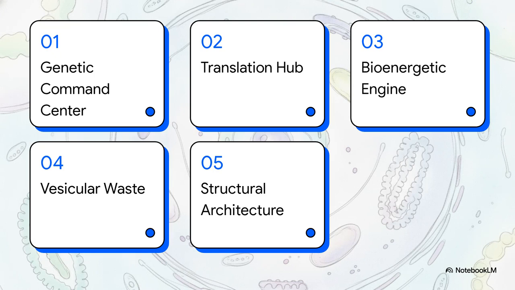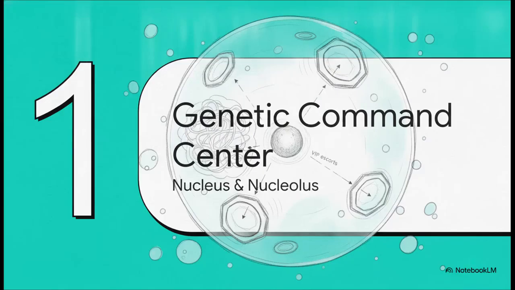To make sure we don't get lost in this massive microscopic city, here is our blueprint for today. We'll be touring 5 distinct districts. First, the Genetic Command Center. Second, the Translation and Transport Hub. Third, the Bioenergetic Engine. Fourth, Vesicular Waste and Metabolism. And finally, the Structural Architecture. Let's start our tour right at the very center of it all. District 1, the Genetic Command Center.